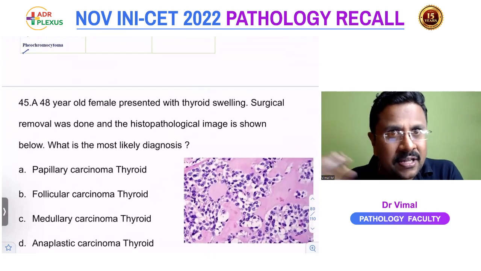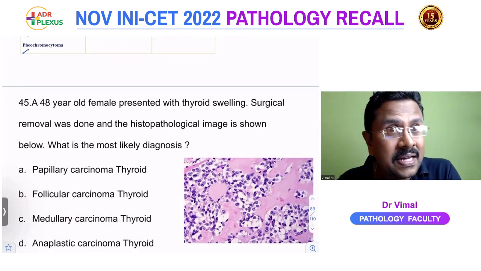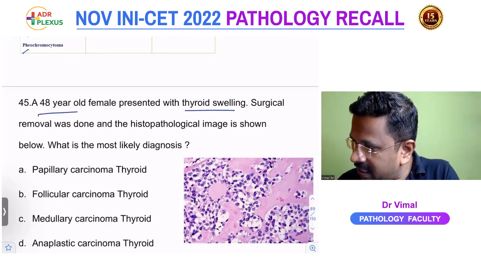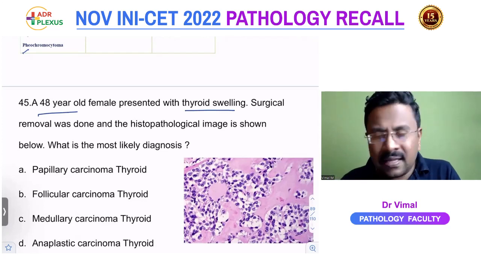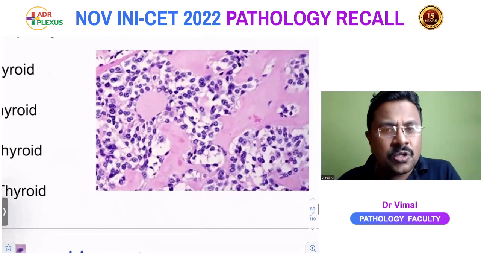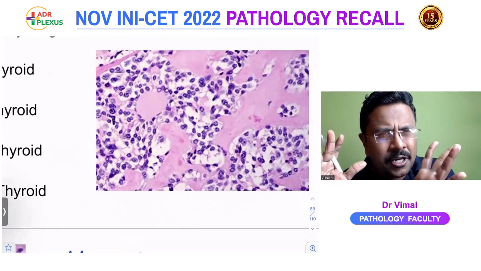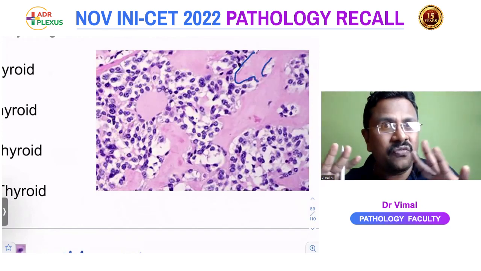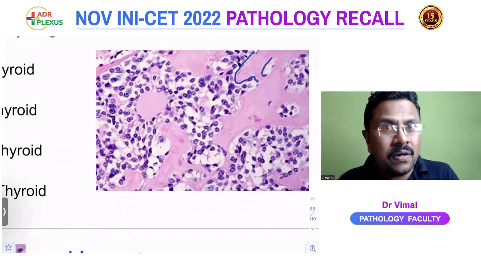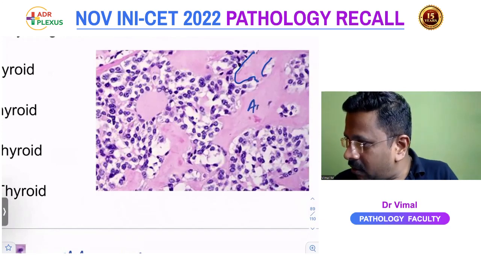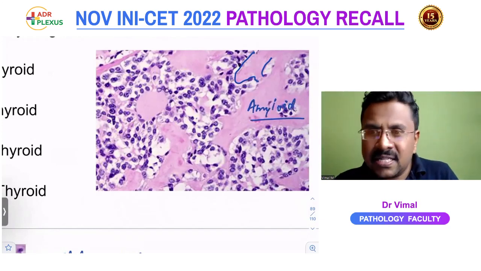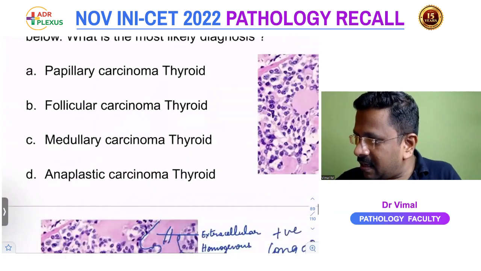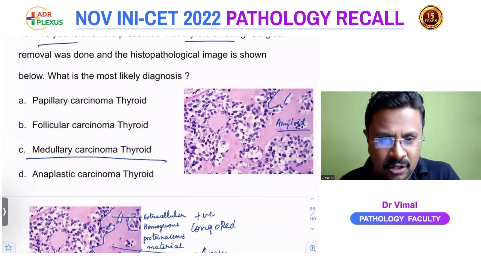And again, see how many thyroid cancers: two questions from papillary and another from another thyroid cancer. A 48-year-old female presented with a thyroid swelling, surgical removal was done, and they have given you the histopathological image. I hope you remember on seeing the thyroid tumor, this pinkish, homogeneous material. Homogeneous means uniform, eosinophilic, pinkish material throughout the tumor. What is this? Yes, this is amyloid. So guys, if you see amyloid in a thyroid tumor, I hope all of you will choose the option of medullary carcinoma of the thyroid.